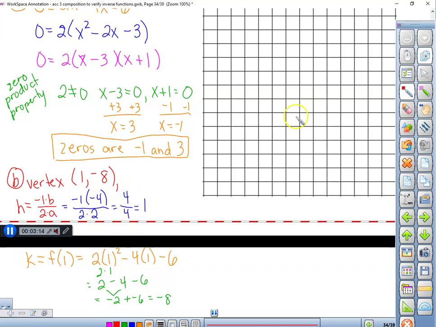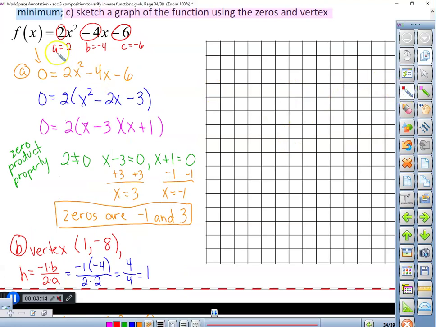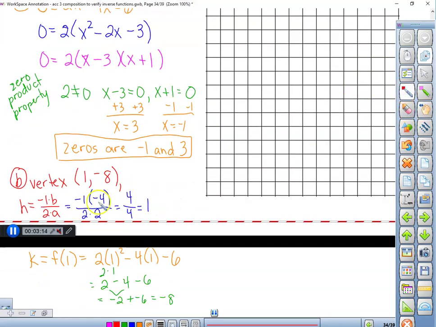And that would be a minimum in this case because our a is positive. So we do not have any kind of reflection, any x-axis reflection. So this is a minimum. And that finishes part B.